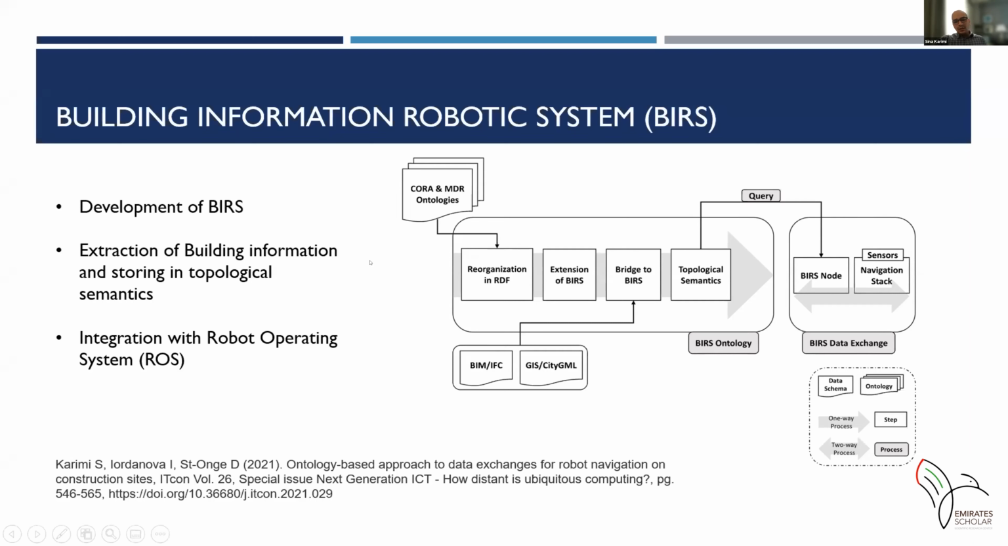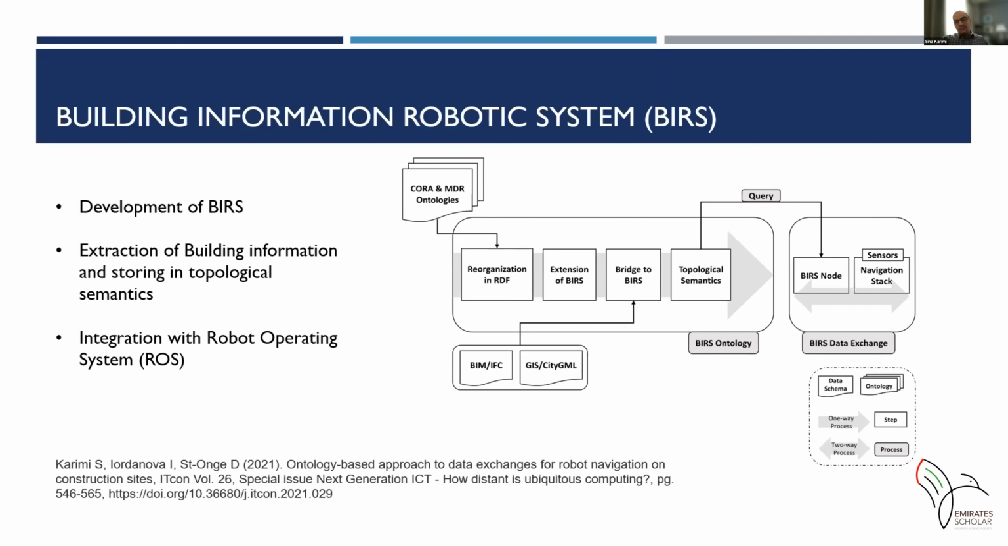So in this case, we use an ontology. We use two ontologies from the robotic domain to bridge the gap between the robotic domain and the construction domain, so that we gather all the information from CORA and MDR, which are two well-established ontologies developed by IEEE, and then we extend our building information robotics system.